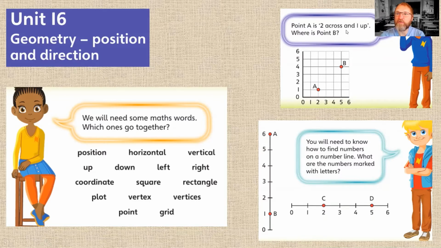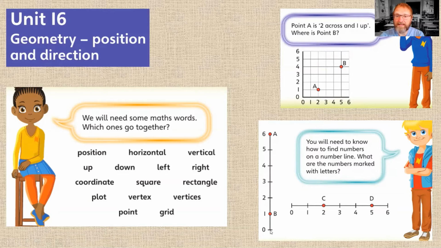Let's have a look up here. Point A is 2 across and 1 up. Where is point B? So point A, we can see it there, and we can see this grid. We move horizontally 2 and vertically 1. And there we get point A. Point B, we move horizontally 5 and vertically up 4. There is point B.